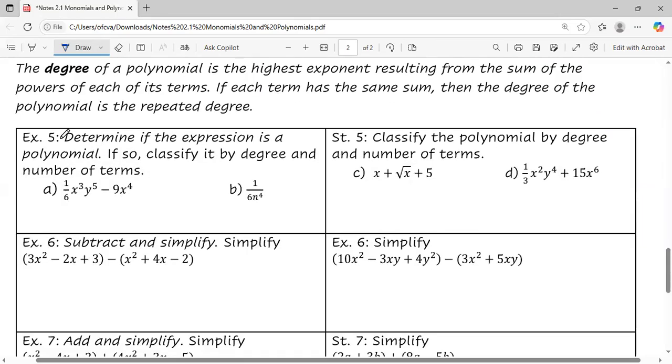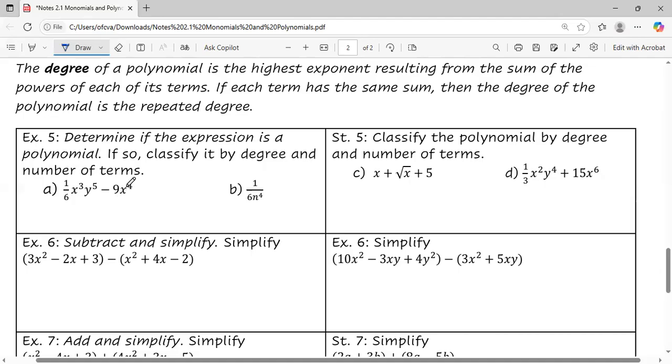So for example 5: determine if the expression is a polynomial. If so, classify by degree and number of terms. So the first thing is, a polynomial has to be made up of terms that are monomials themselves. So you have to check each of the terms. I would have to check to make sure this first term right here is a monomial. I would have to check that this is a monomial. If the answer to that is yes, then you can classify by degree and number of terms. So is the first one a monomial? Yes. I don't have anything that is not allowed for me to classify it as a monomial. So it is a monomial.